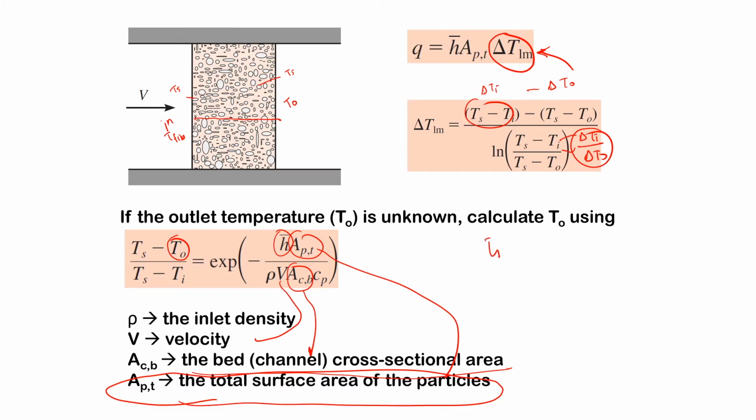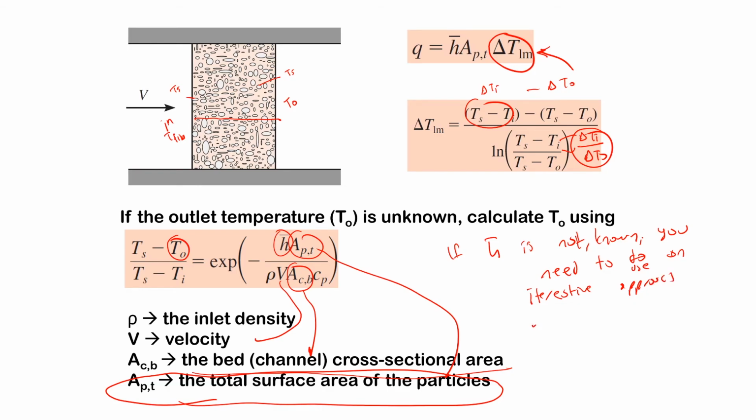Again, if h out is not known, you need to use an iterative approach.